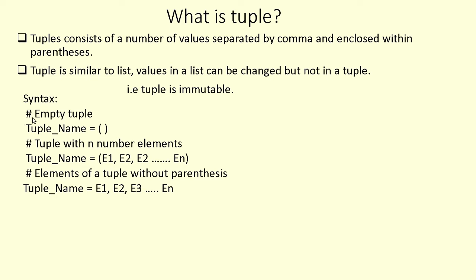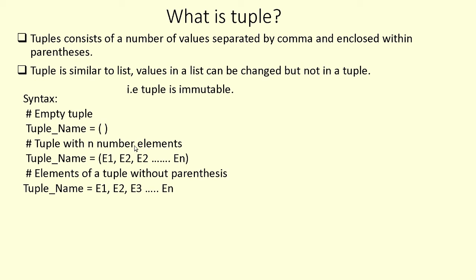Now we will see the syntax. There are three forms. The first one is how to create an empty tuple. First write the tuple name, then put equal to, then empty parentheses. So it is an empty tuple. Afterwards you can add values to it.